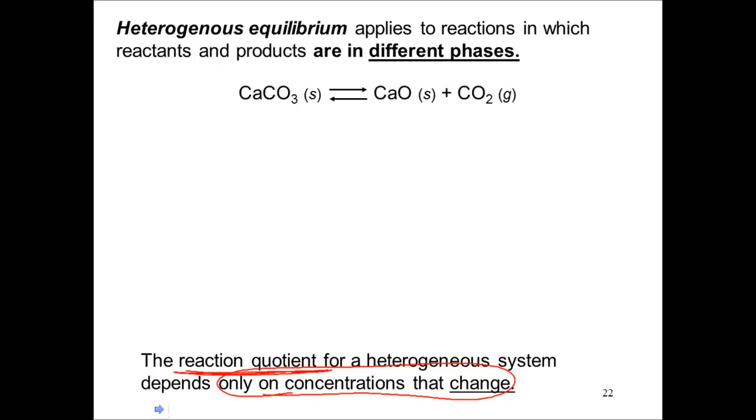Heterogeneous equilibrium on slide 22 applies to reactions where the reactants and products are in different phases. What you're doing is looking at a reaction quotient for a heterogeneous system that's only going to depend on concentrations that change. So let's look at that as we look at this problem. Calcium carbonate is a solid, and it will eventually decompose to give you calcium oxide and some CO2 gas.